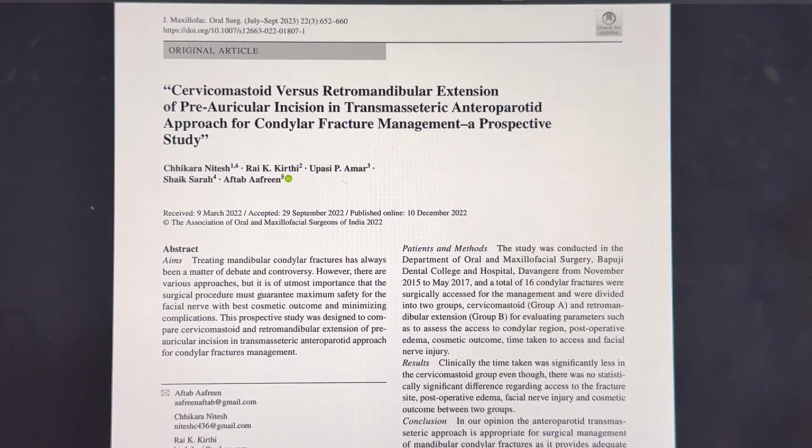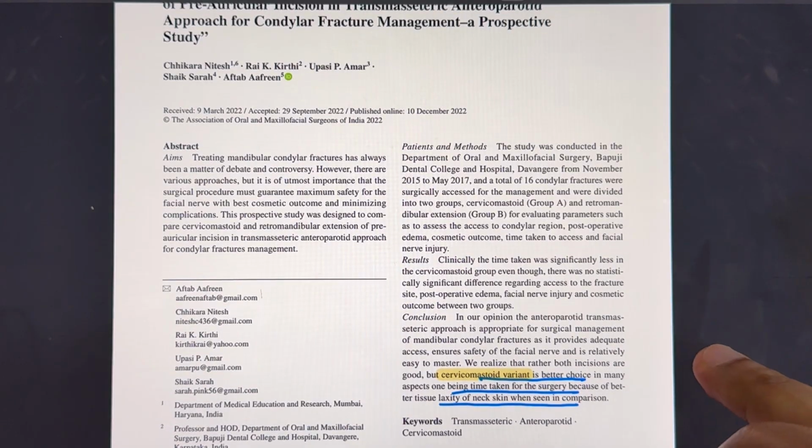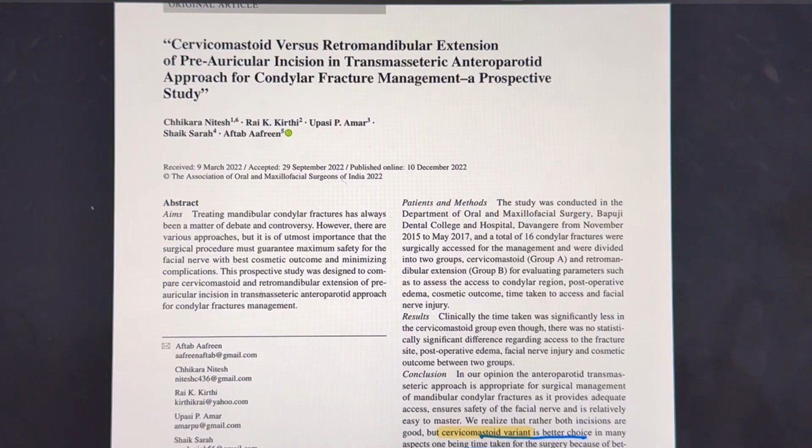It is a prospective study. So I'm just quoting this. There are definitely more articles which you can see, and in this study they found that the cervicomastoid variant to be better than the retromandibular one. The only difference being that the time taken was less, not in any aspect or any variable other than that, just the time taken in the cervicomastoid variant was lesser, maybe because of the laxity of the neck tissue. So that is one more point which I wanted to mention.